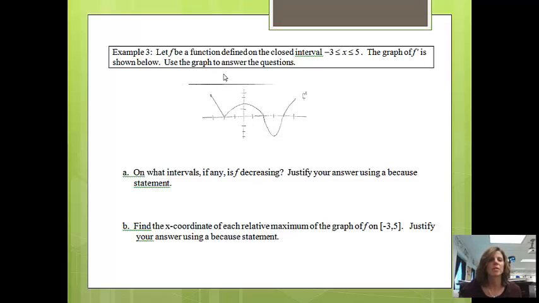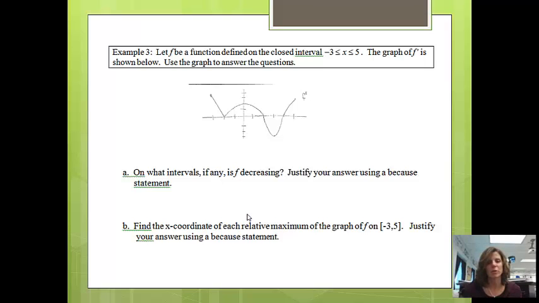So we're going to let f be a function defined on the closed interval from -3 to 5. The graph of f prime is shown, and we're going to use the graph to answer these questions. For part A and part B, I'm just going to read through them quickly. On what intervals, if any, is f decreasing? And find the x-coordinates of each relative maximum. Well, I know both of those.